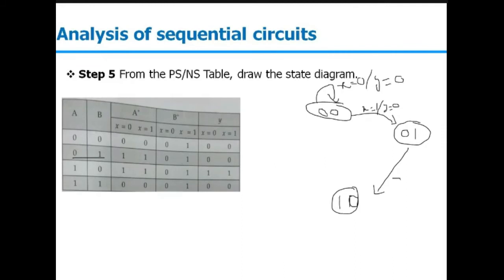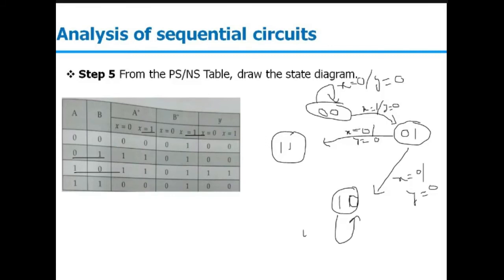So here x is 0, y is also 0. You are in the 0 1 state. When x is 1, you are going to 1 1. When x is 0, y is also 0, you are into the 1 0 state. Input x is 0, so you are going to 1 0, so you will be staying in the same state. X is 0 in this case, but output is 1.